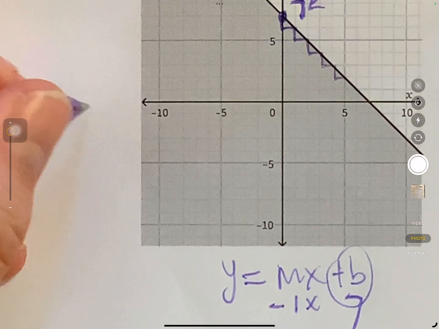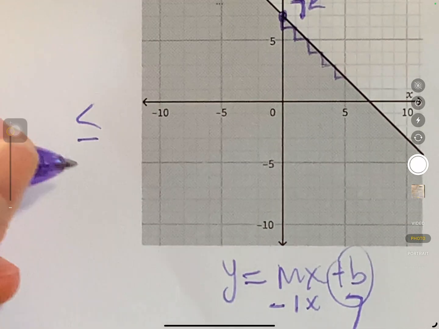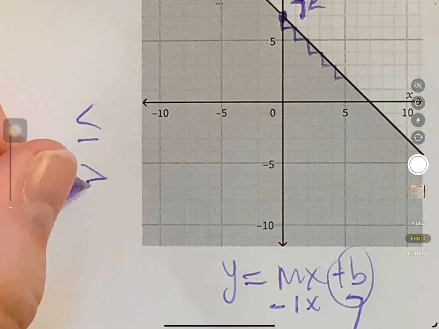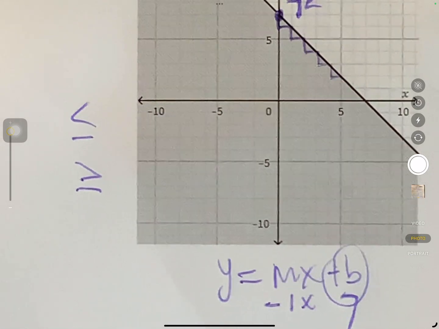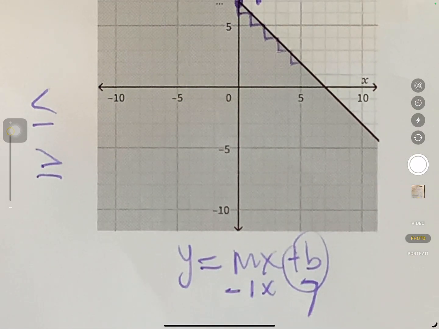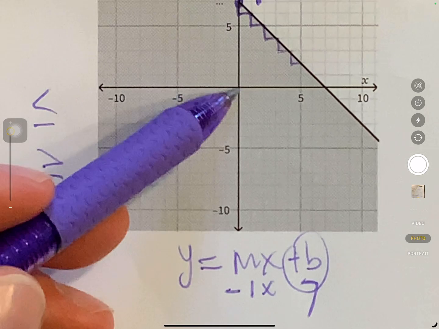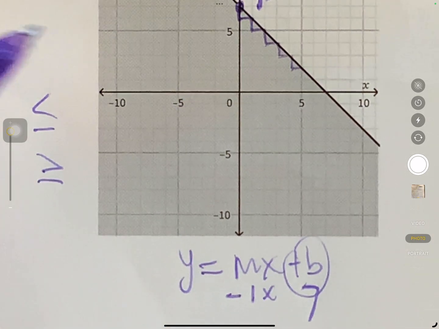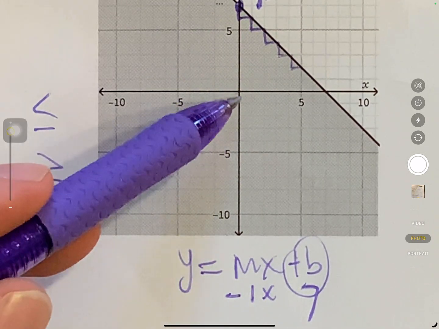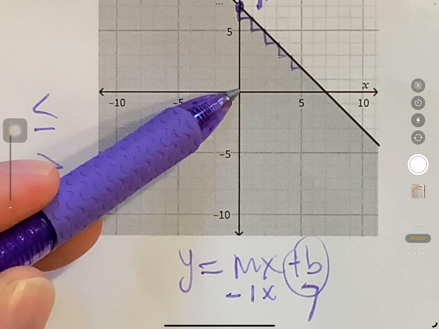Is this a less than or equal to? Is this a greater than or equal to? Which one is it? That's what's next, okay? Because you remember why we shaded where we shaded, right? So we have to see if 0, 0 makes a true statement.